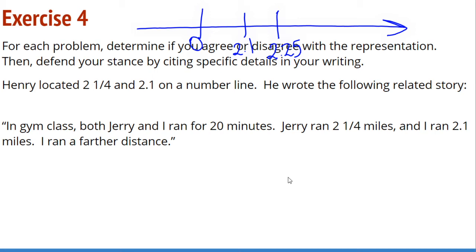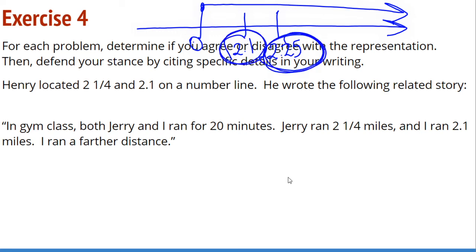So think about this here for a second. So we've got 0 and we're moving to the right and we're measuring which one of these is a farther distance. Well, if they both started at 0, who ran farther? Well, 2 25 hundredths is farther to run than 2 1/10. So I think I'm going to have to disagree. I think that Jerry ran farther because 2 25 hundredths is going to take us farther than 2 1/10.